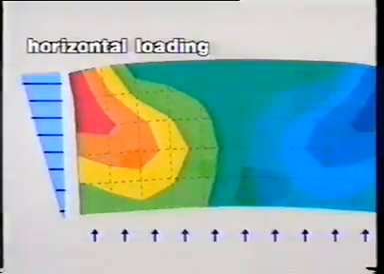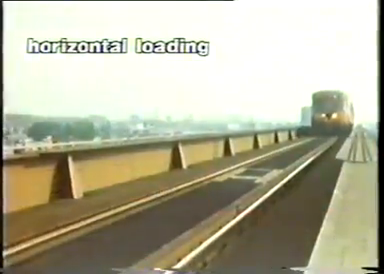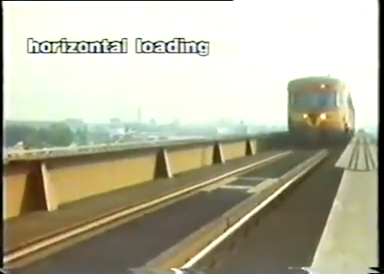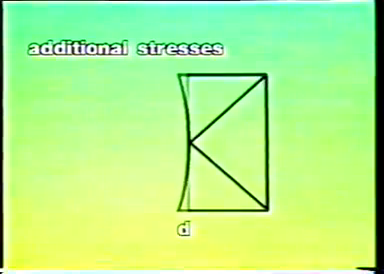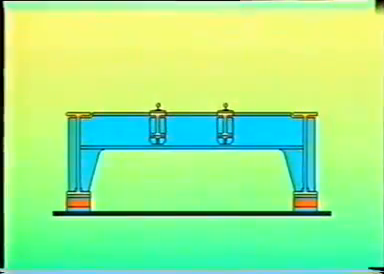vertical loading, transmitted to the supports by the different bridge components, horizontal loading, divided into wind loading, traction and braking forces, and lateral impact. Bracings for wind, traction and braking forces, and lateral forces on the rail bearers. Additional stresses in Howe and K trusses. And U-frame stiffness.